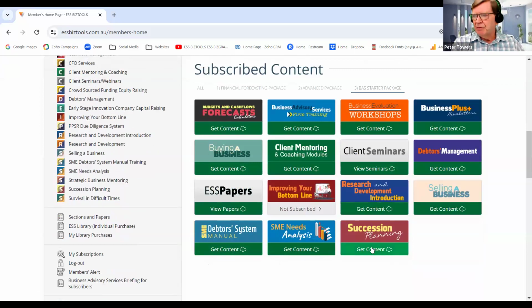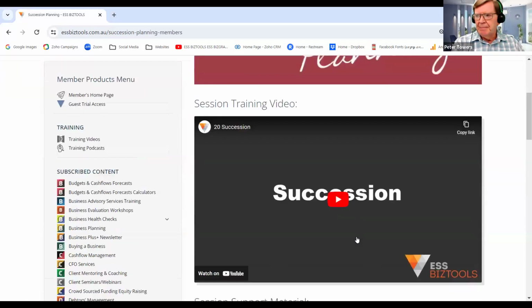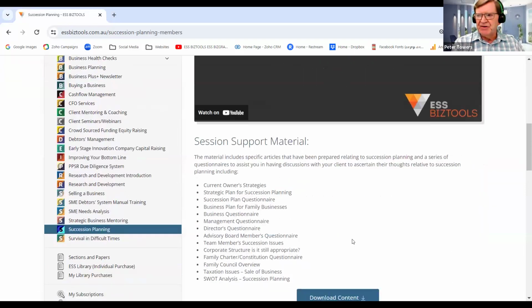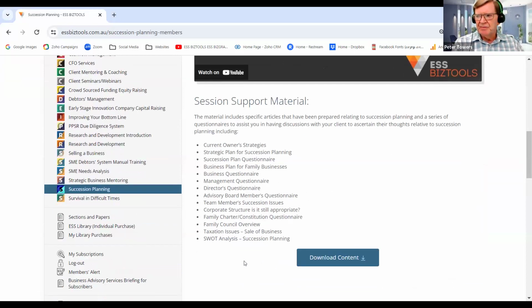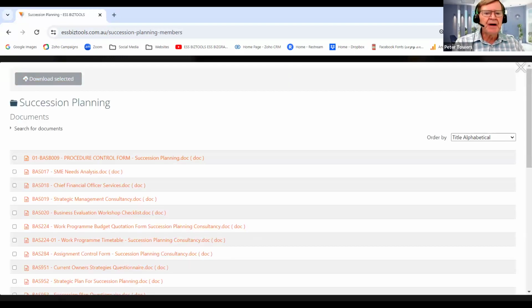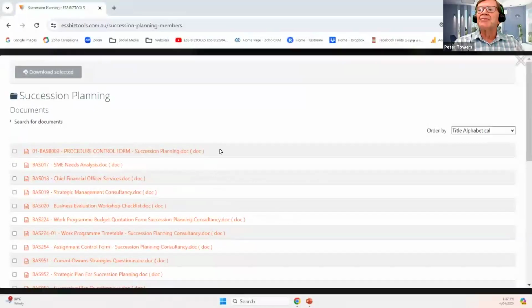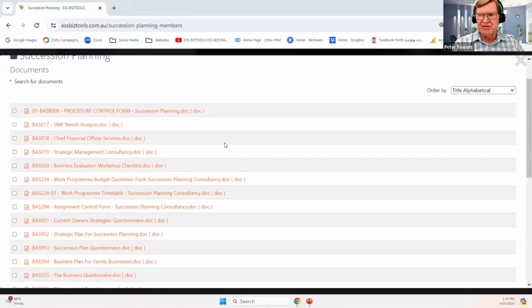So I want to show you, first of all, the succession planning. Succession planning comes with a range of material, and I'm going to download the content. And as we're doing that, you're now able to view the list of the contents within succession planning.